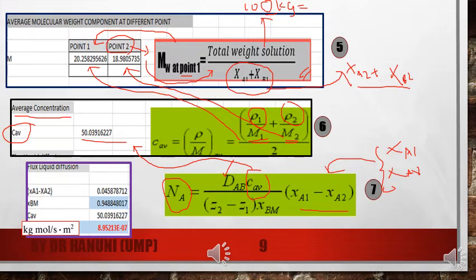And XBM, same goes to XBM. It's actually from this info, so refer back to step 4. And lastly, Z2 minus Z1 is also provided in the question. Then lastly, you get the value of flux, which is 8.95 times 10 to the power of minus 7, with the unit kg mole per meter square second. That's it.